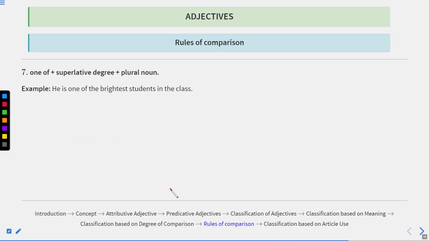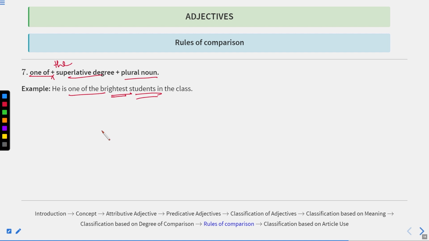This is the next rule: whenever we have the phrase one of, after that we have a superlative degree of adjective, and after that we should only have a plural noun. Now, before the superlative we should have the. So whenever we have the structure one of the, after that we can have the superlative degree of adjective, and after this it is mandatory to have a plural noun only, because among the plural nouns we can only fetch one, that is one of the. I cannot make one out of one.